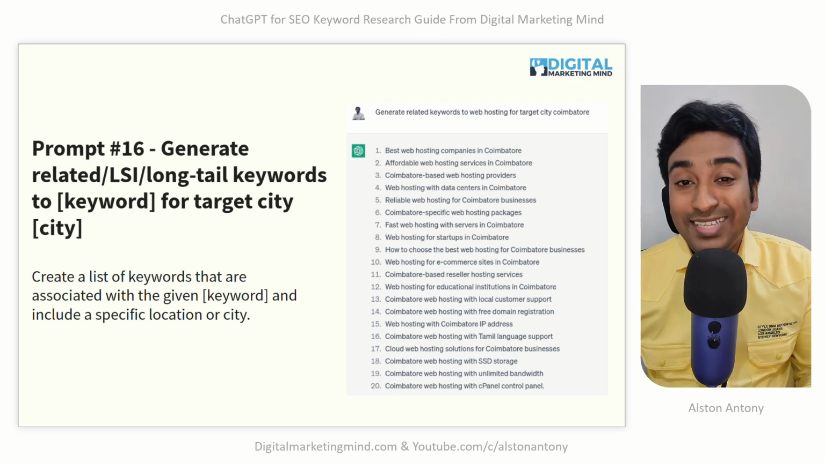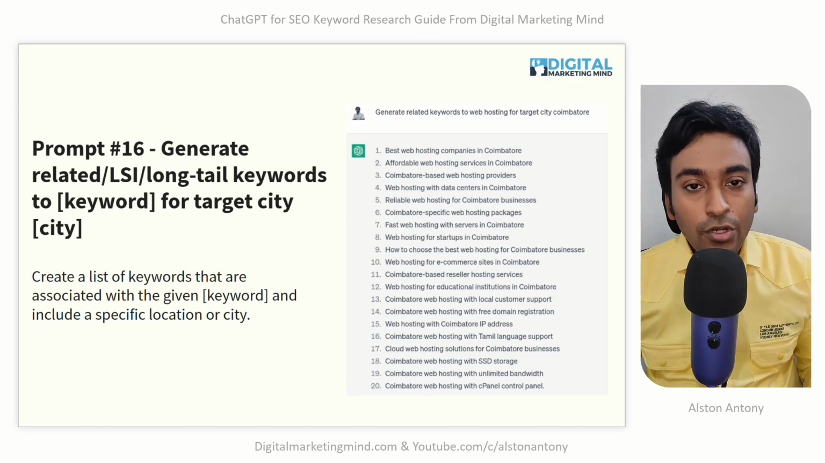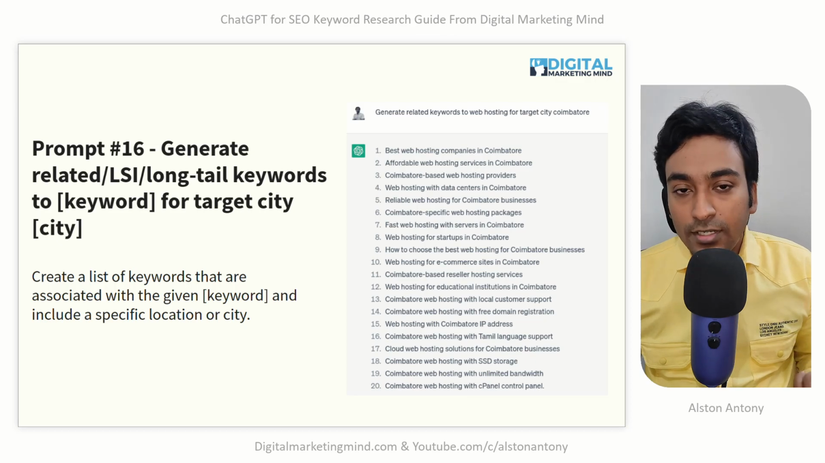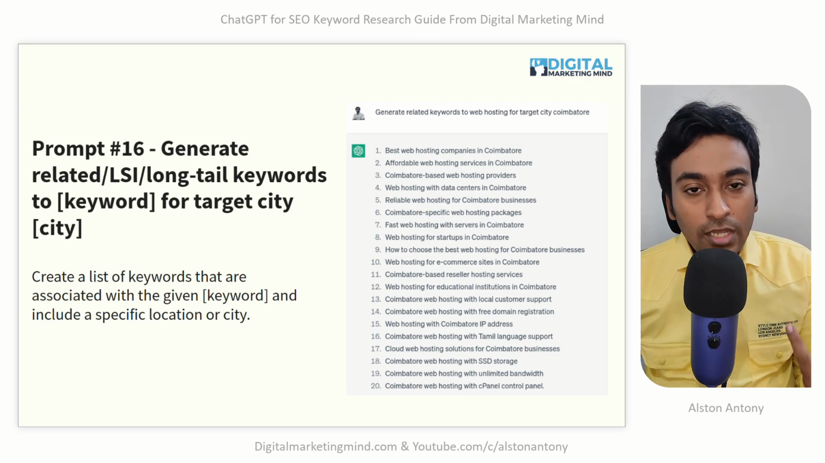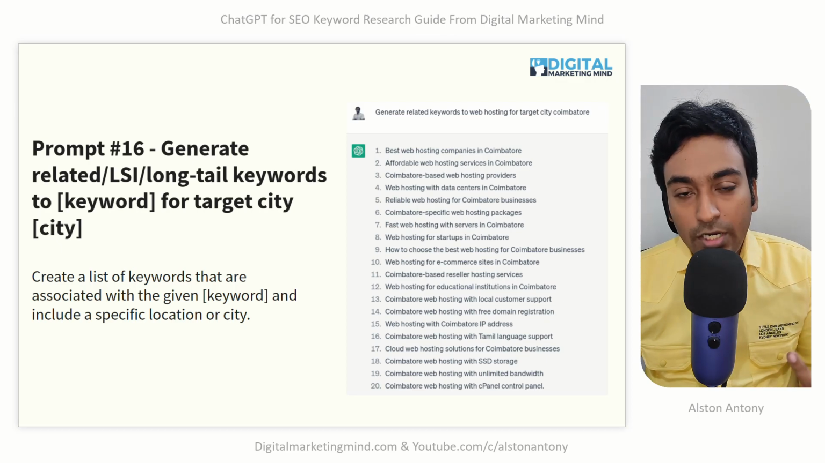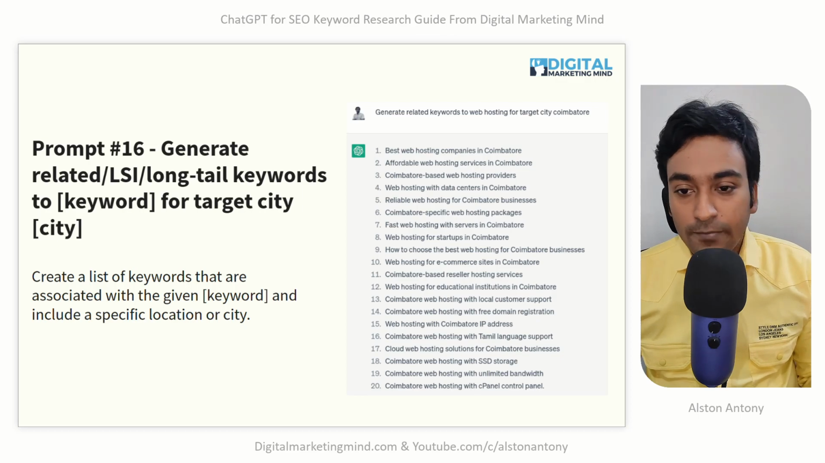For example, you can see the example result screen. This will be really useful when you are trying to do keyword research for a local business or local services, where you want to make sure that all the keywords you are going to be targeting are focused on that particular geographical location.